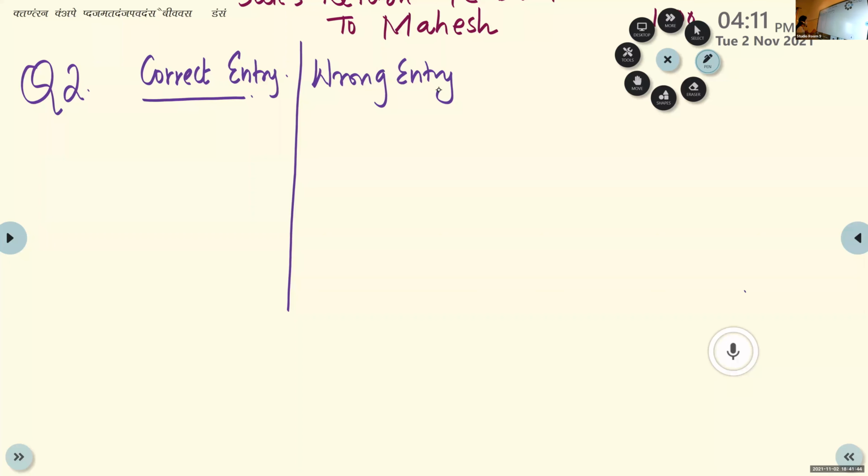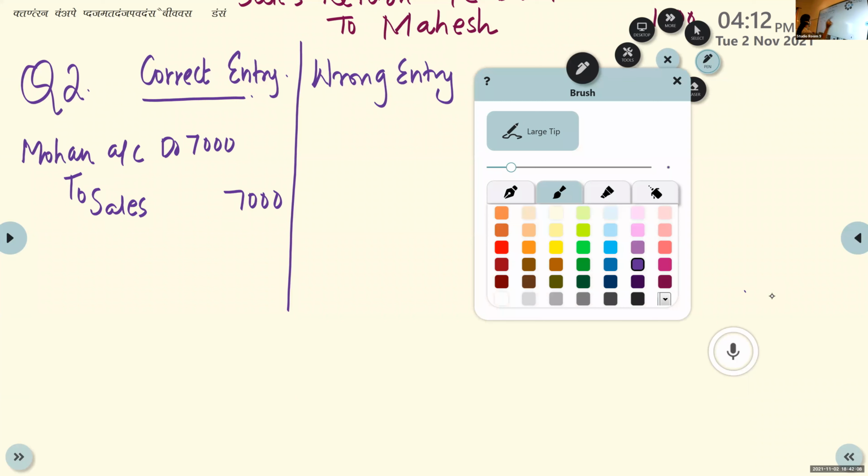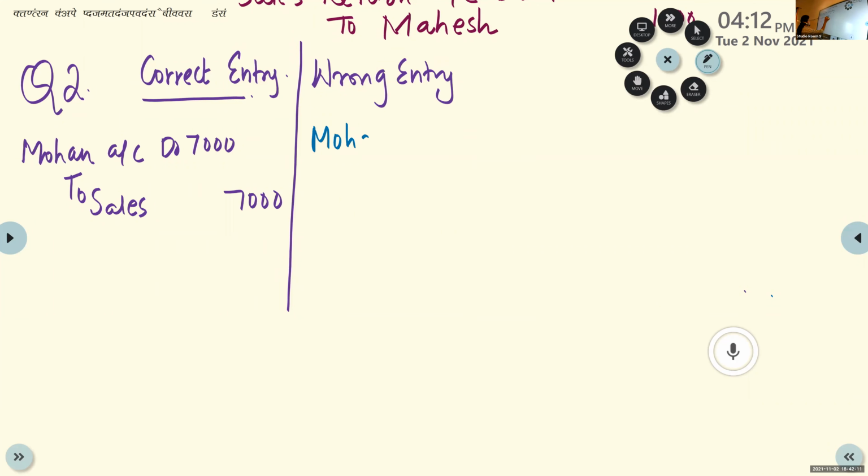Credit sales to Mohan. So the entry is Mohan account debit to sales, and the amount is 7,000. Okay. Now what happened? The wrong entry: Mohan account debit 700 to sales 700.